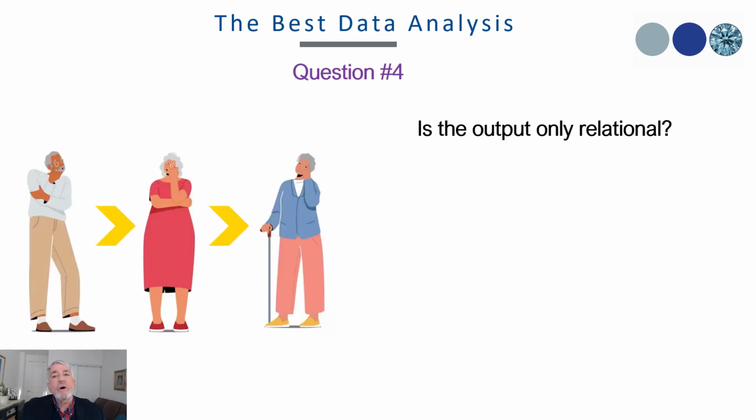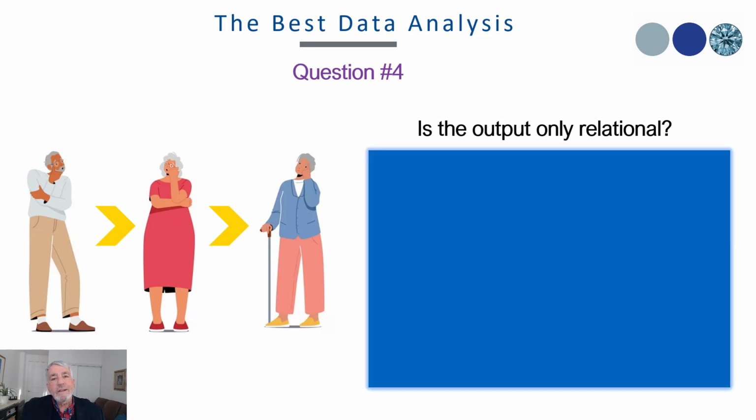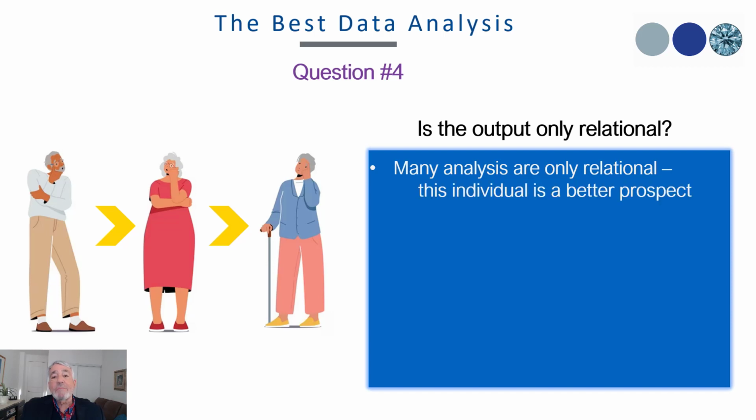Is the output only relational? What do I mean by that? Many analyses are only relational. That means this individual is a better prospect than that. Hence, one fellow there on the screen is a better prospect than the next, and a better prospect than the next. That's a relational kind of analysis.